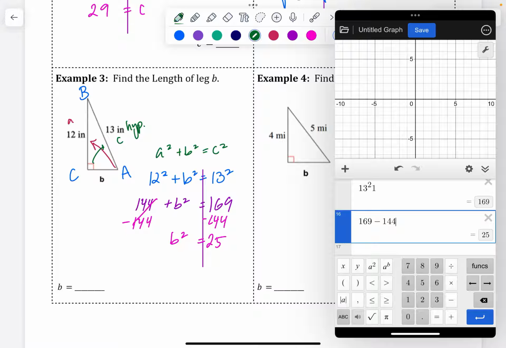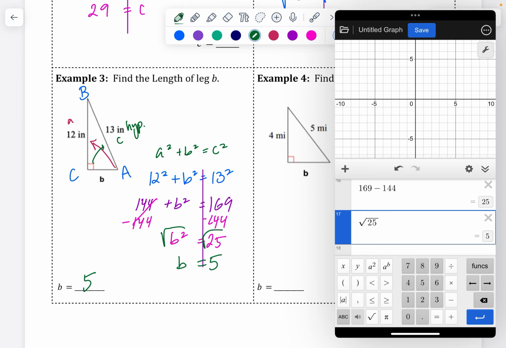And again, we run into this problem. I have 2 B's. I need to get rid of one. So I'm going to take the square root of both sides. And all I'm typing in is the square root of 25. That gives me a B value of 5.